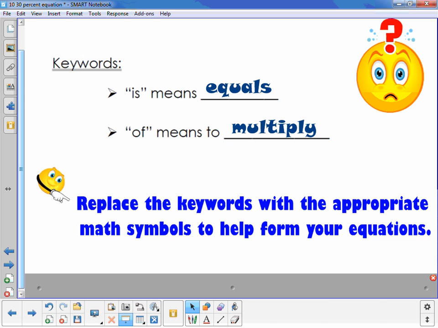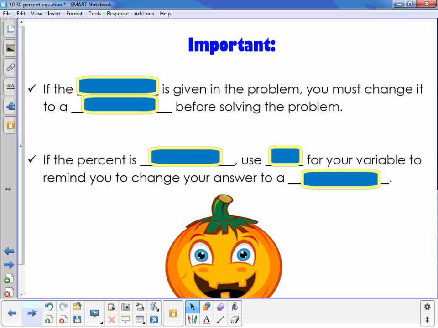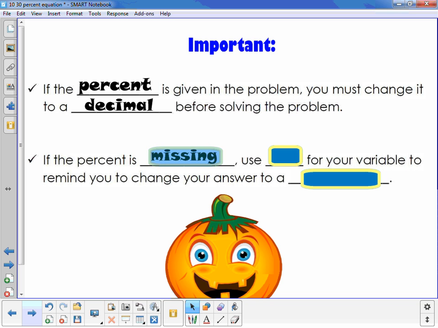What does the is math symbol look like? Equal. What is the of? A little dot or parentheses. Right. No x's here, right? No x's. X's are variables. Important, you want to fill this in. If the percent is given in the problem, you must change it to a decimal before solving the problem. And if the percent is what you're trying to find, or if it's missing, use the variable p to remind you to change your answer to a percent at the end.